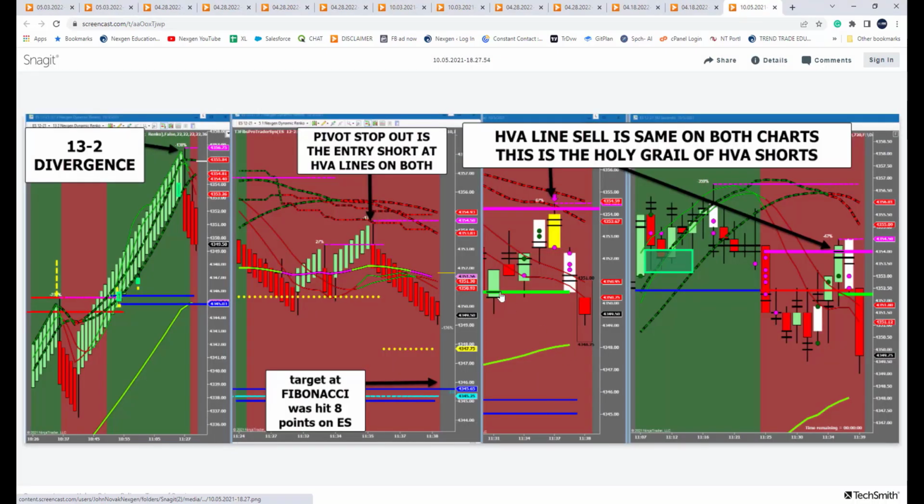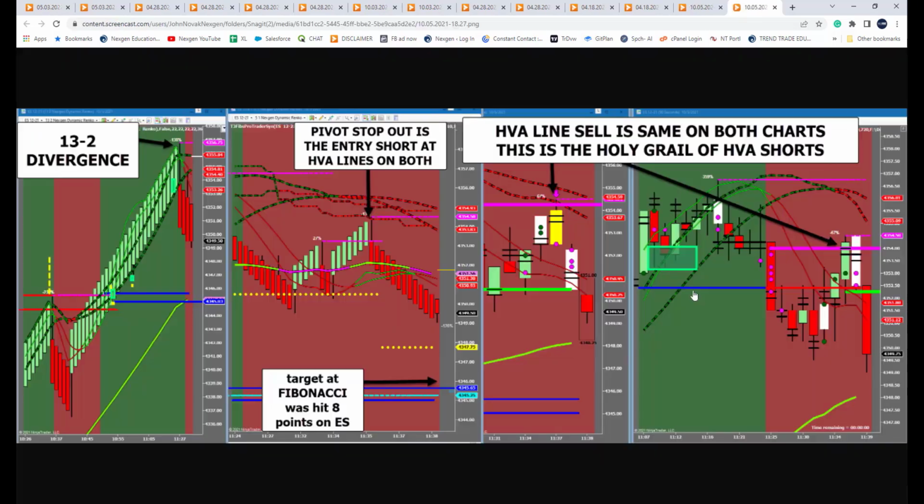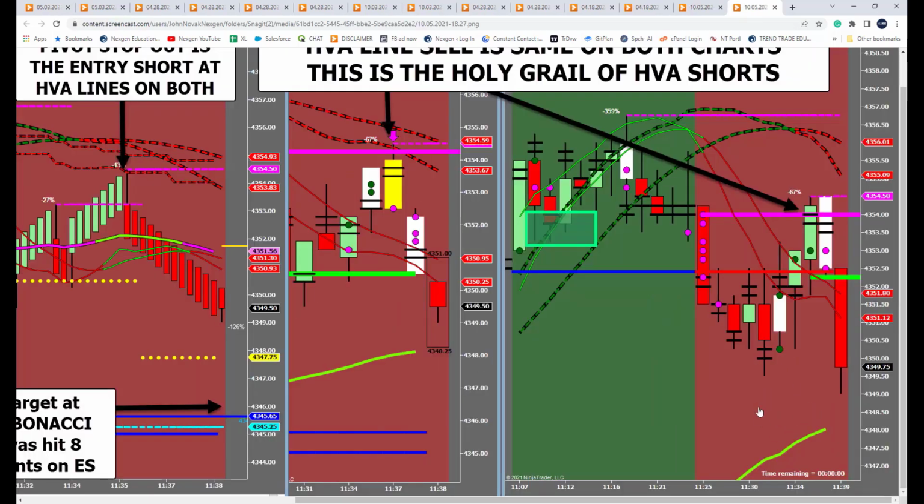And then this is the second version. Again, it's basically saying the same thing. You have a pivot stop out, trend trade, high volume line, kind of stacking the deck here. But was the second one needed? Not really. You're going to do that trade anyway, right?